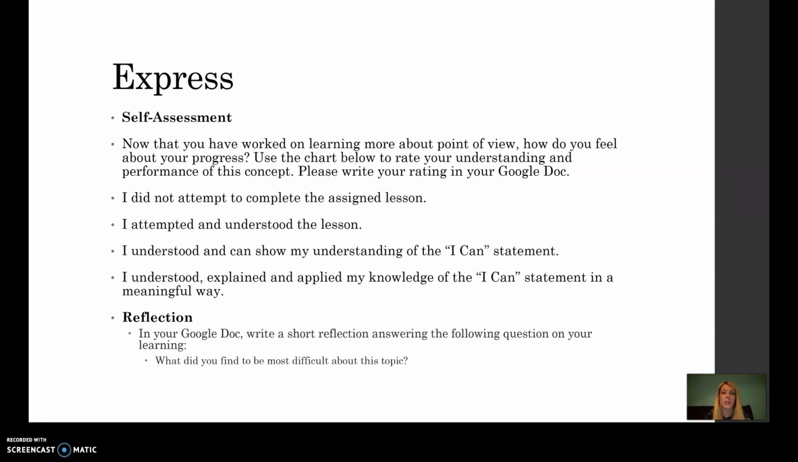And then finally, the express portion. Now that you've learned more about point of view, how do you feel about your progress? Please read through these statements and choose the one that best suits you and write that in your Google Doc. And then for your reflection, also in your Google Doc, I'd like you to answer the following question. What did you find to be the most difficult about this topic?